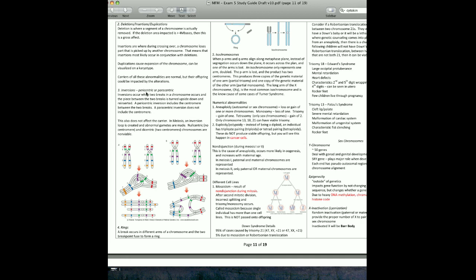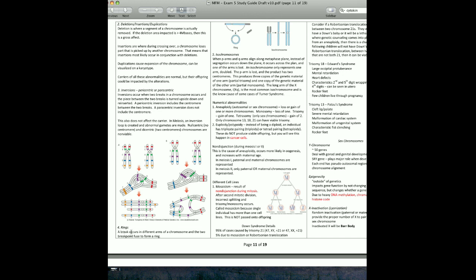Inversions can be pericentric or paracentric, and this is where you have a piece of a chromosome. There's 2 cuts to it, and it flips around and reattaches, except for backwards. And paracentric is not going to include the centromere. Pericentric will include the centromere. It can form these loops here. And if you have a null-centric, which means no centromere, or dicentric chromosomes, they will be non-viable.